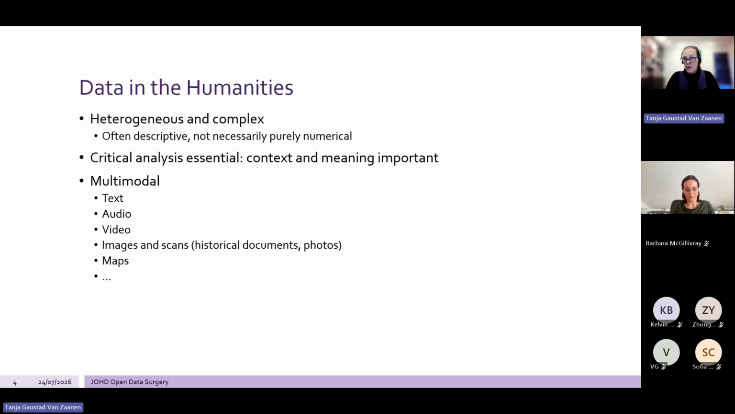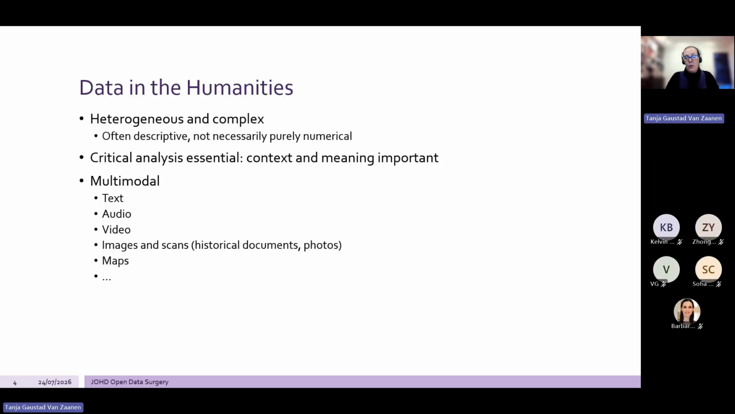The other thing to realize as well is there's lots of modalities. You can have textual data, which is what I'm working with mainly. You can also have audio data. You can have video data. You can work on images or scans, for instance, for historical documents or historical photos. There's also maps that are being used in research, for instance, and I'm sure there's many more, and you can add them to the list.